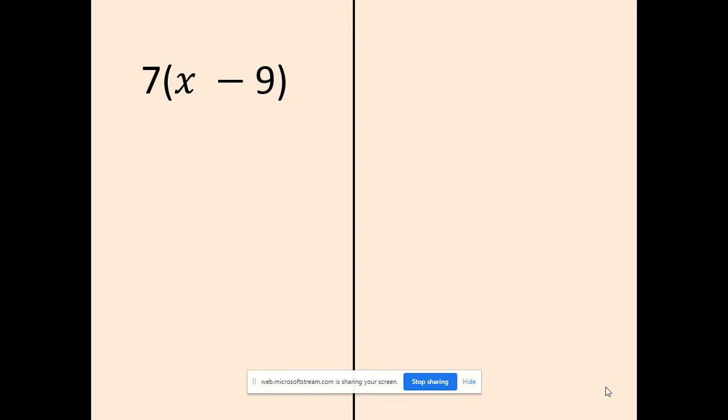Okay, so again, expanding a single bracket. We do 7 times x first, that gives me 7x. Then you do 7 times minus 9. So 7 times 9 is 63, but it's going to be minus 63, okay? Because positive times negative gives me a negative. And then you leave it as it is. You cannot simplify it further.